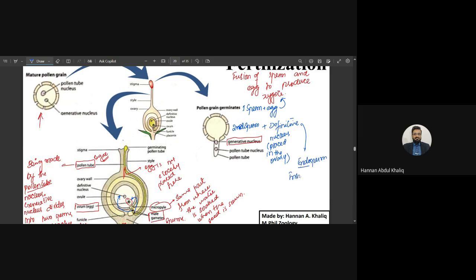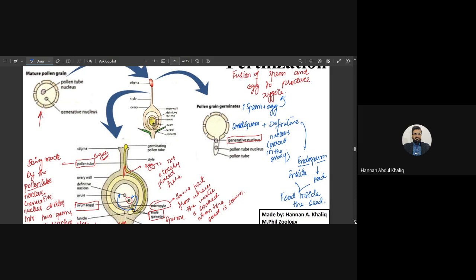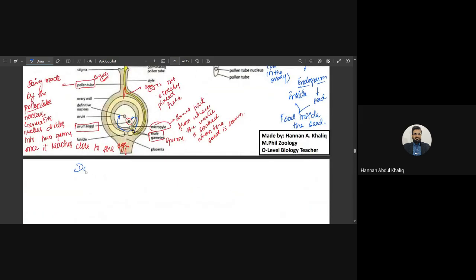Endo means inside, and sperm basically means the seed. Endosperm means food inside the seed. Remember that the definitive nucleus is responsible for making the food inside the seed. So when the second sperm combines with the definitive nucleus, it would be making the endosperm, and this phenomenon is called double fertilization.